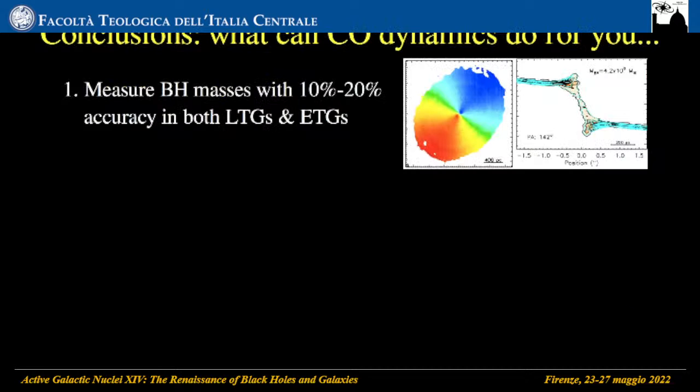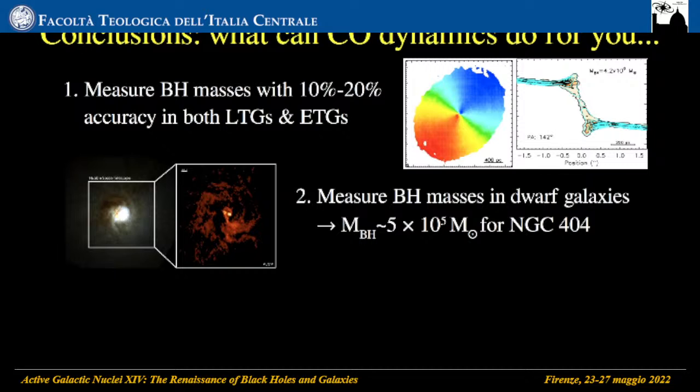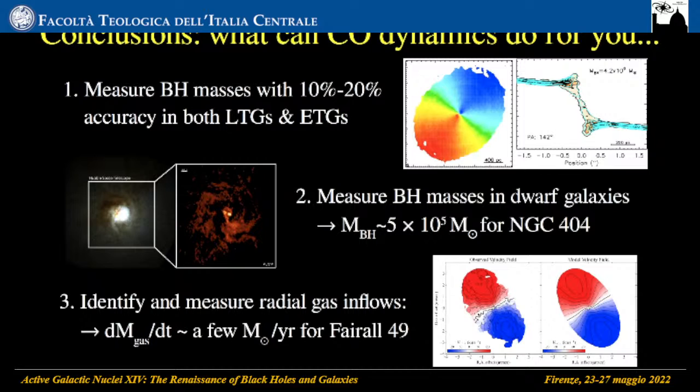So to conclude, what can CO dynamics do for you? We can measure black hole masses in both late-type galaxies and early-type galaxies with typical accuracy of 10 to 20%. We can also measure black hole masses in the nearest dwarf galaxies. In the case of NGC 404, we find a black hole mass of the order of 5 times 10 to the 5 solar masses. And finally, we can identify and measure radial gas inflows. And in the case of Spiral 49, we estimate a gas inflow rate of the order of a few solar masses per year. Thank you.